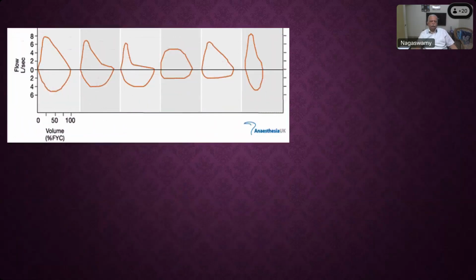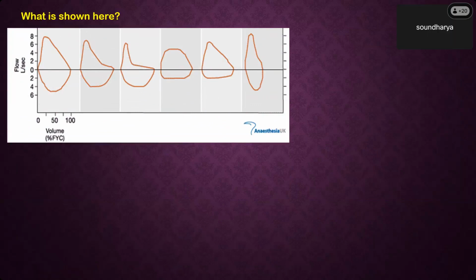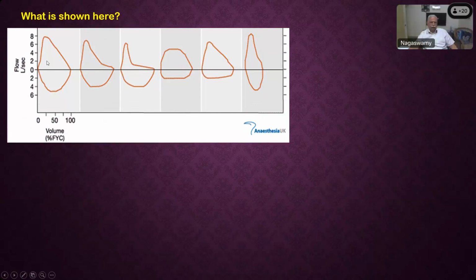Okay. Now what is shown here? Flow volume loops. It should not be called curve. If only one half of it is present, then you can call it a curve. For example, only if this portion is shown, you can call it a flow volume curve. But when it is completed, both inspiration and expiration joined together, it should be called a flow volume loop. Okay, so can you identify these various shapes?